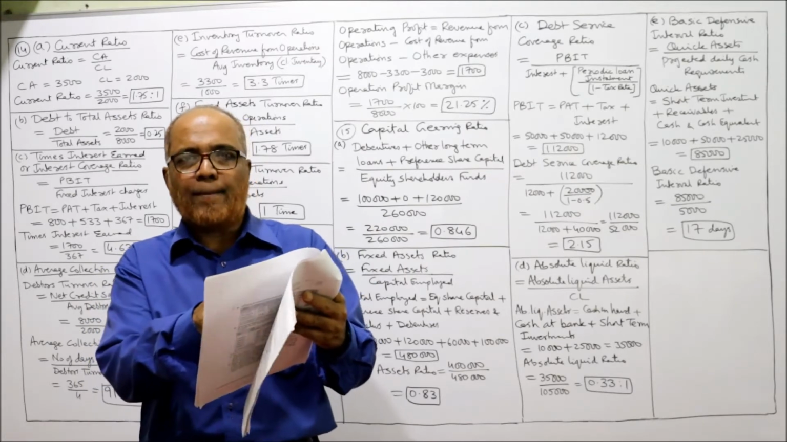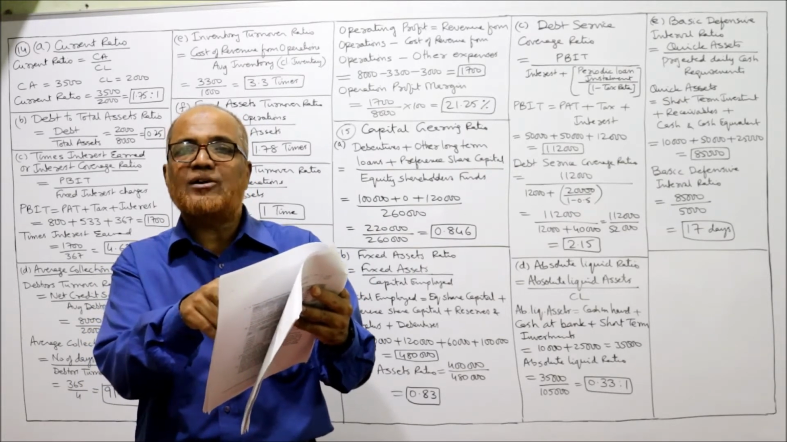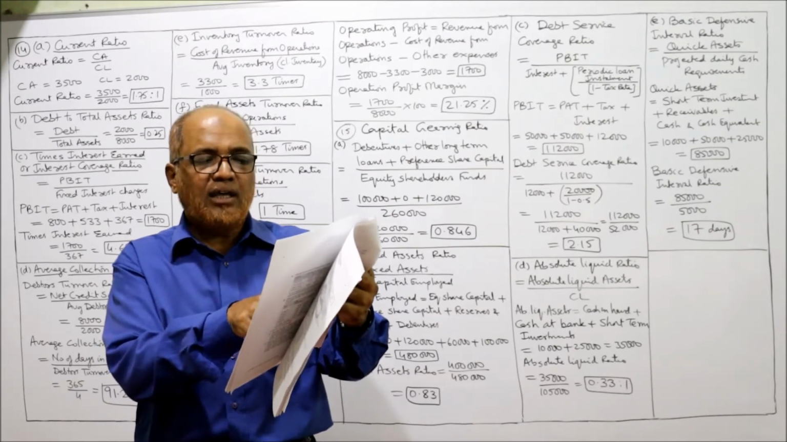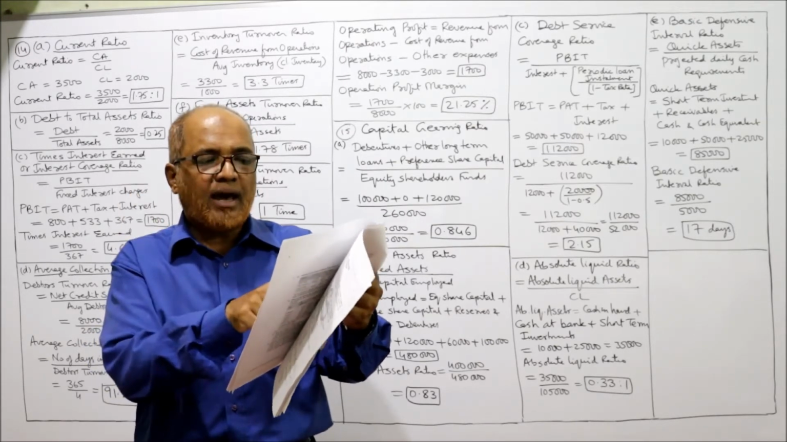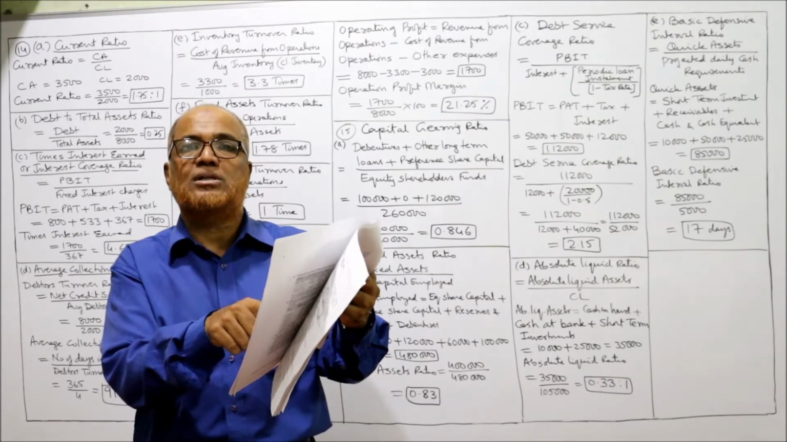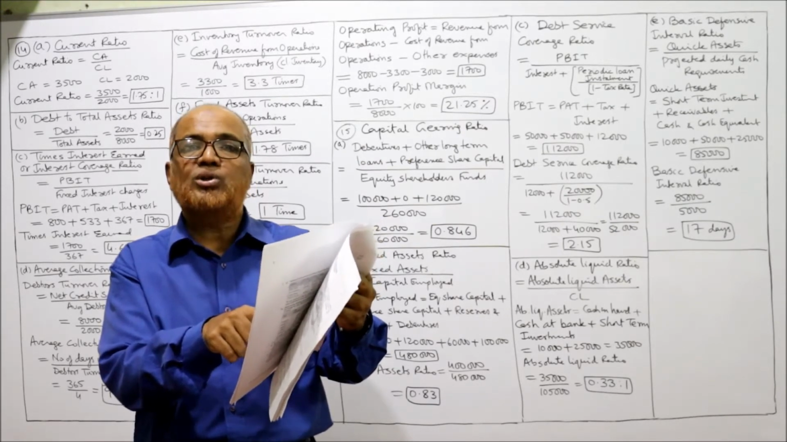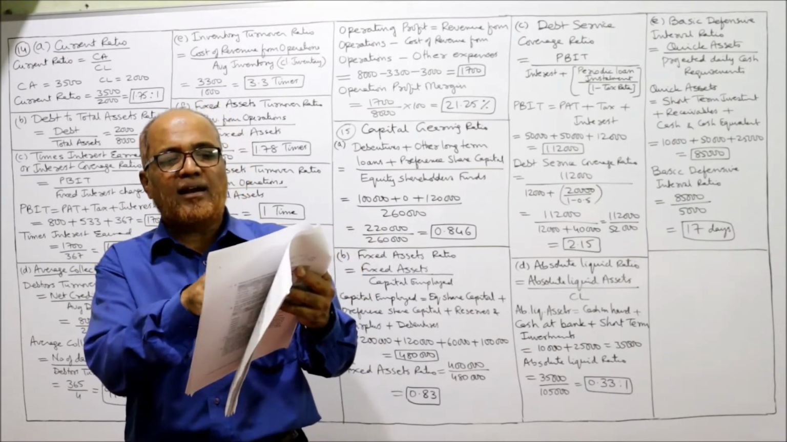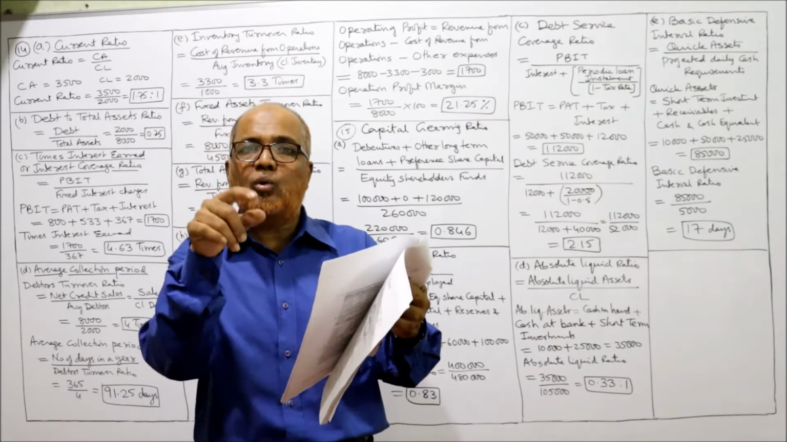Note number 1 is share capital 3,20,000. How was this 3,20,000 arrived at? Here it is given equity share capital 2 lakh and 9% preference share capital 1,20,000. So 3,20,000 is the total share capital. Then second, reserves and surplus 60,000. How do we get 60,000?